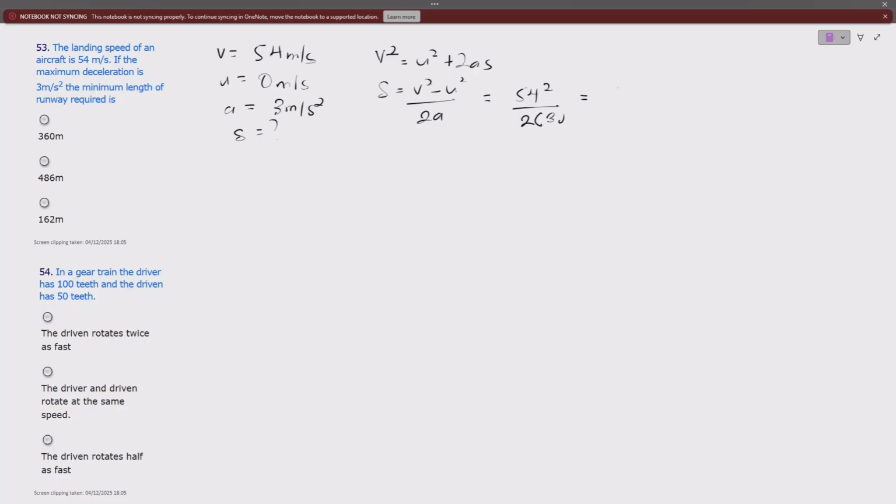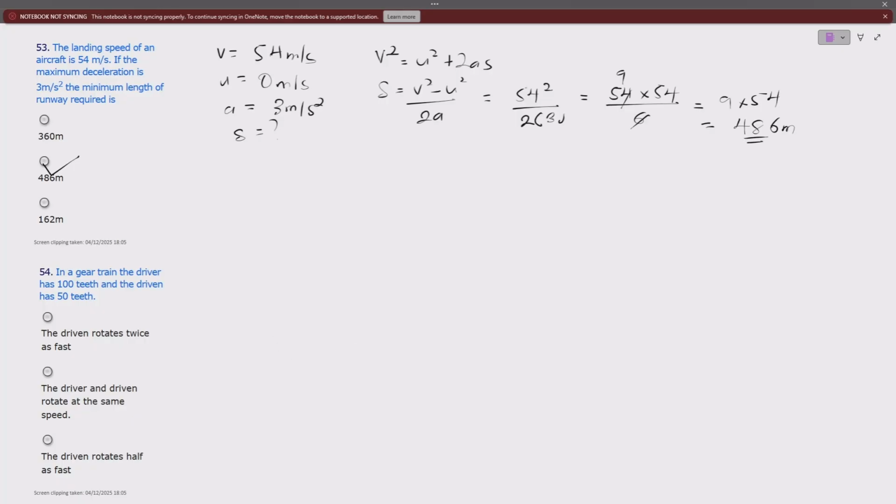So 54 squared can be written as 54 times 54 divided by 6. When you cancel 6 there, that will give you 9. So 9 times 54. With straight multiplication, you are going to get 486 meters. That is the right answer.